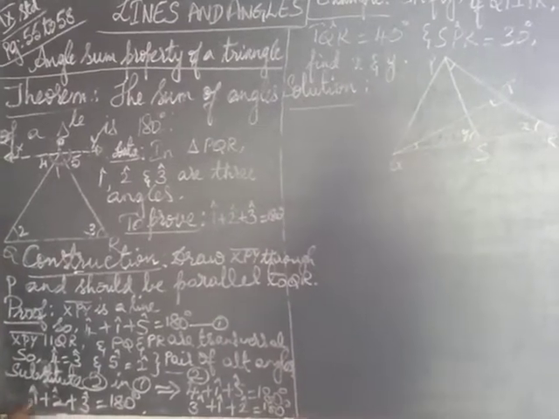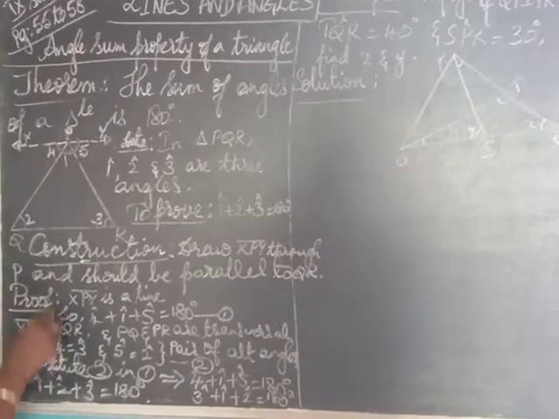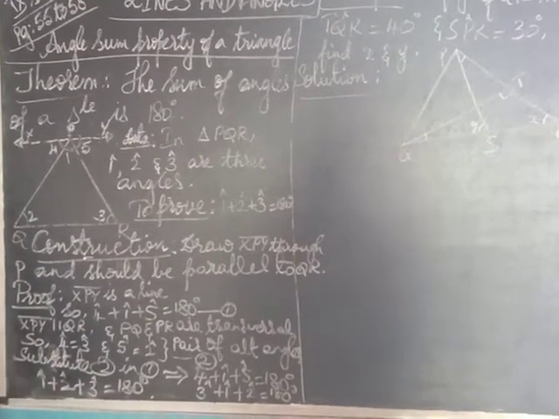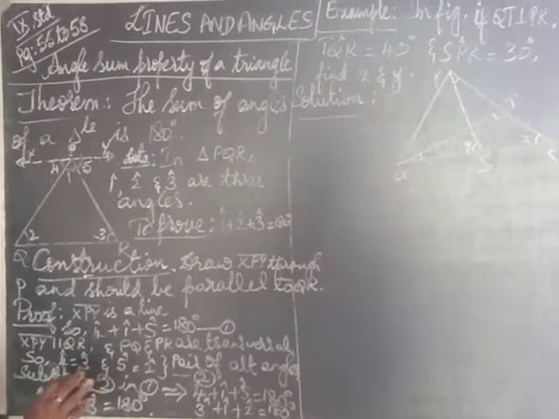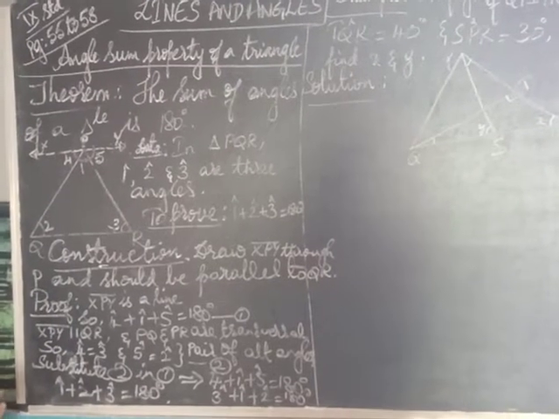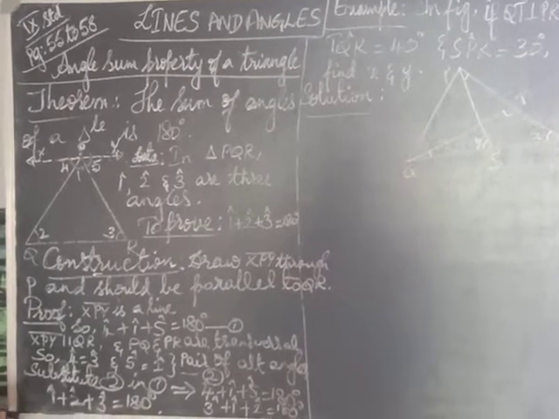What we got here? The sum of angles of a triangle. See, angle 1 is here, angle 2 is here, angle 3 is here. So therefore the sum of angles of a triangle is 180 degree. So hence we proved. Understood? This is the angle sum property of a triangle, in that we have the sum of angles of a triangle is 180 degree.